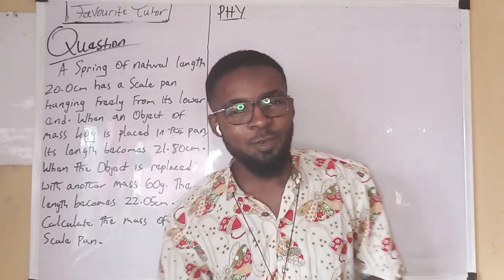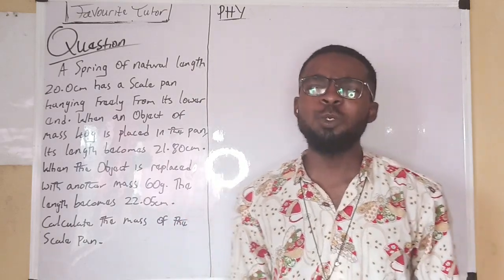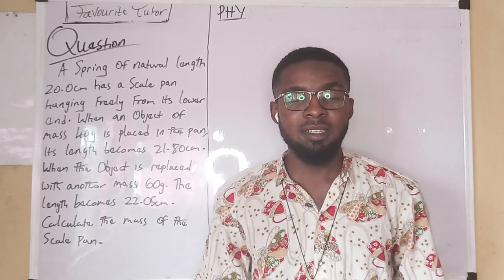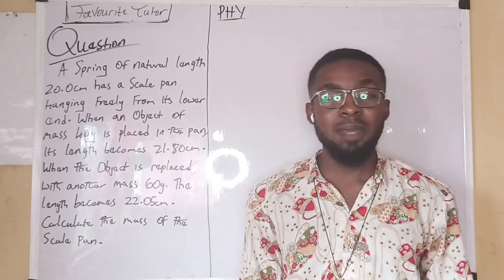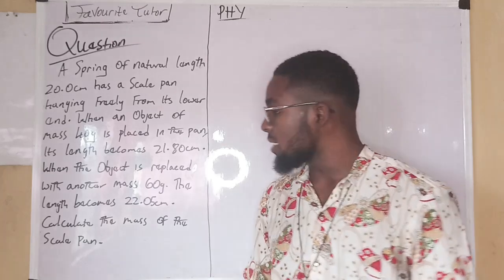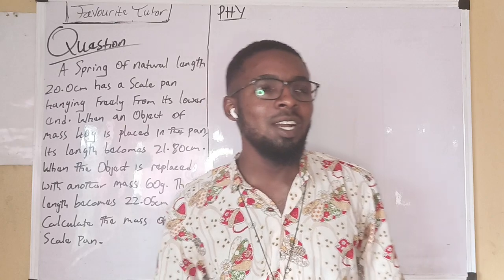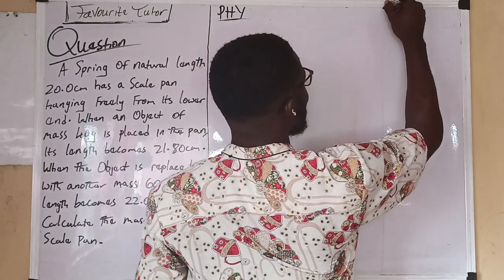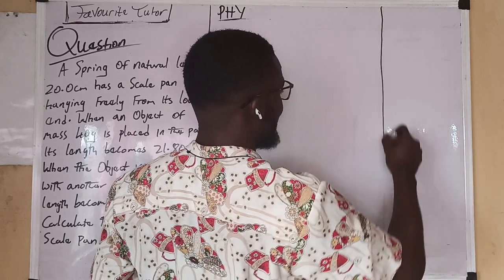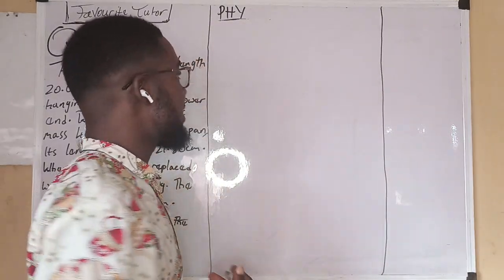All right, favorites, we are looking for what? The mass of the scale pan. Sometimes we do neglect the mass of the scale pan, mainly during a practical experiment. But in this case, we are looking for the mass of the scale pan. Let us illustrate this using a diagram, because I believe the use of a diagram brings better understanding.